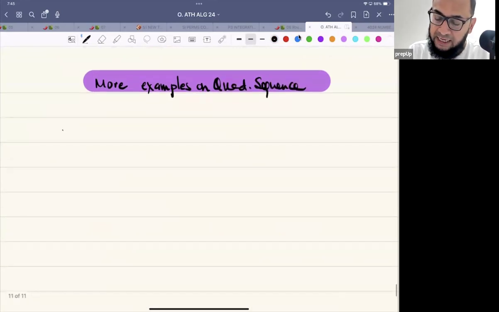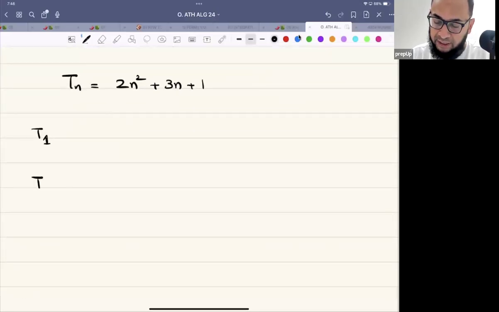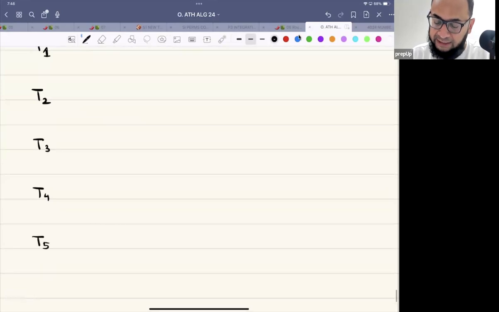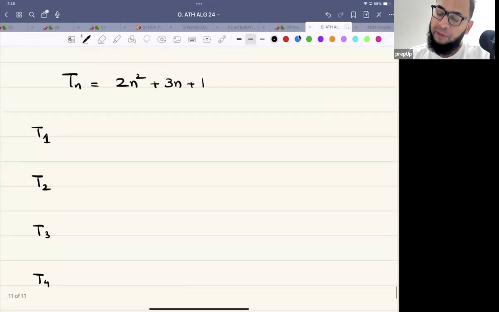So let's say Tn is 2n square plus 3n plus 1, and this time I would like you to try it out. Calculate T1, T2, T3, T4, T5, and let's see if it follows the same rule like this. So let me pause the recording. Let me send you the images of this, and then we can continue ahead.